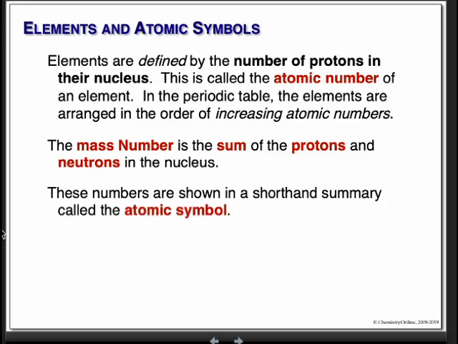We can also calculate something called the mass number. The mass number for a given element is simply the number of protons added to the number of neutrons. You ignore the electrons.